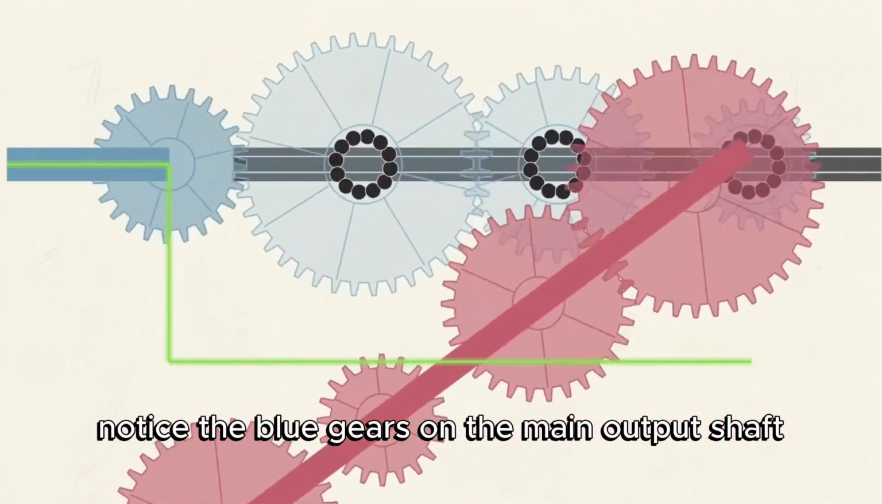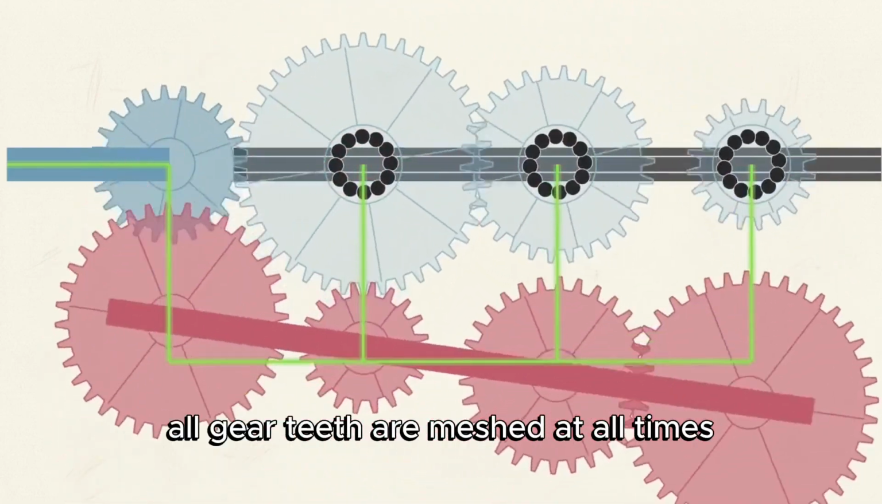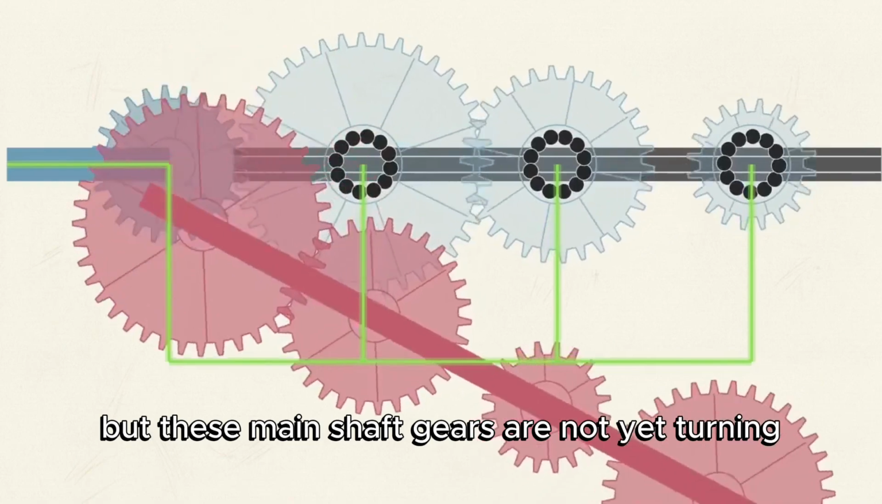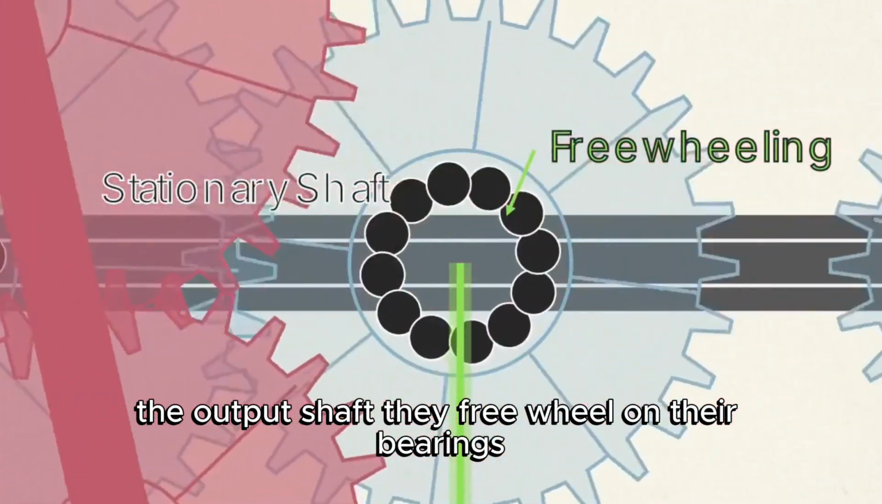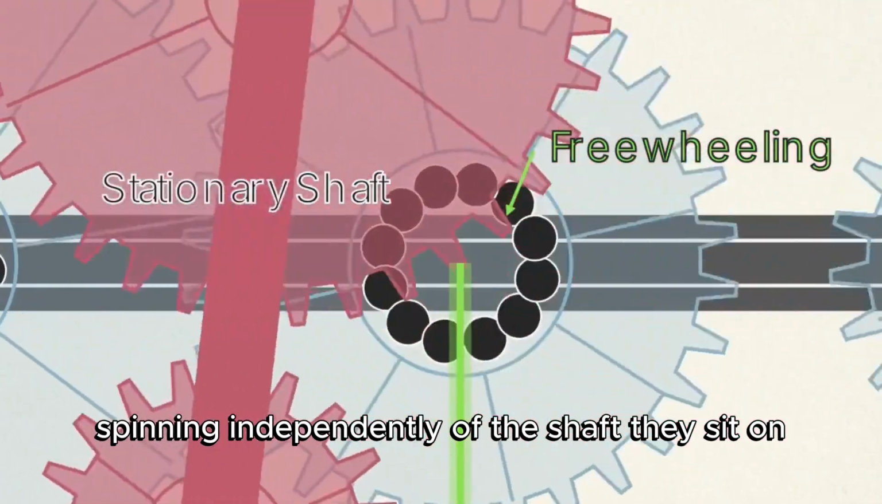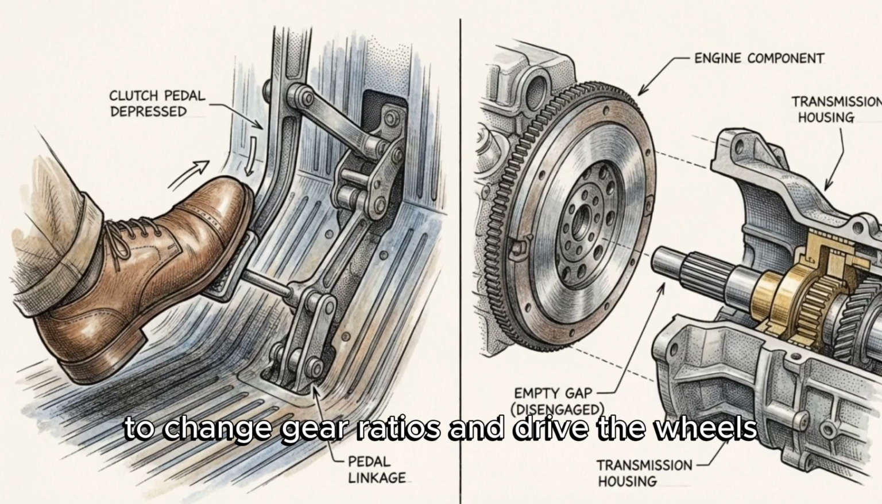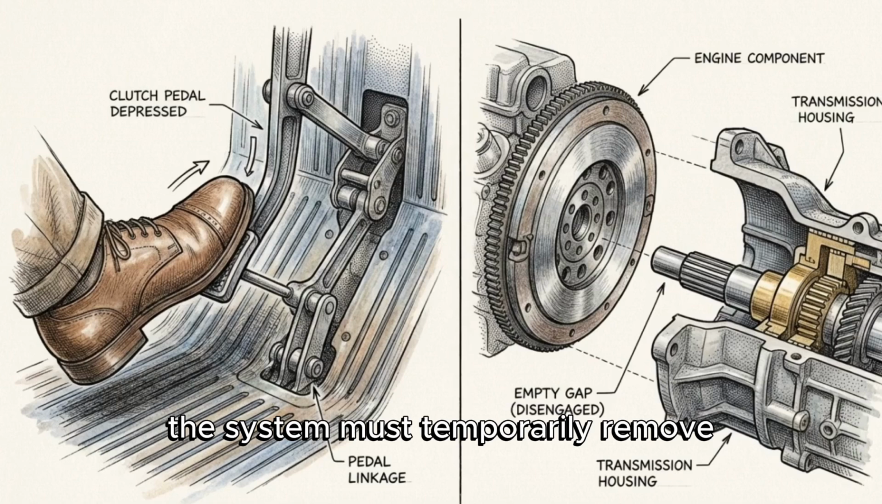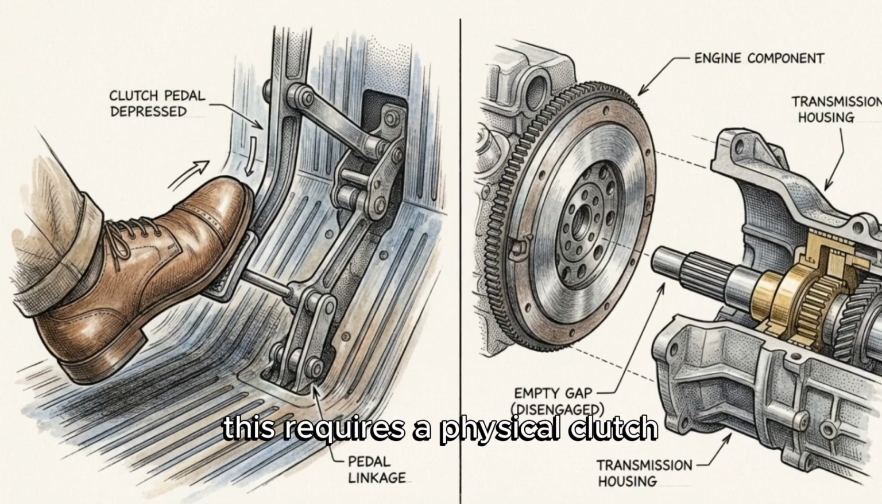Notice the blue gears on the main output shaft. In a manual transmission, all gear teeth are meshed at all times, but these main shaft gears are not yet turning the output shaft. They freewheel on their bearings, spinning independently of the shaft they sit on. To change gear ratios and drive the wheels, the system must temporarily remove the rotational load from the engine. This requires a physical clutch.